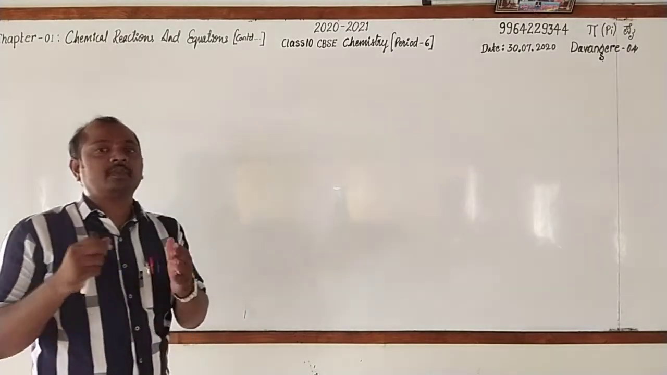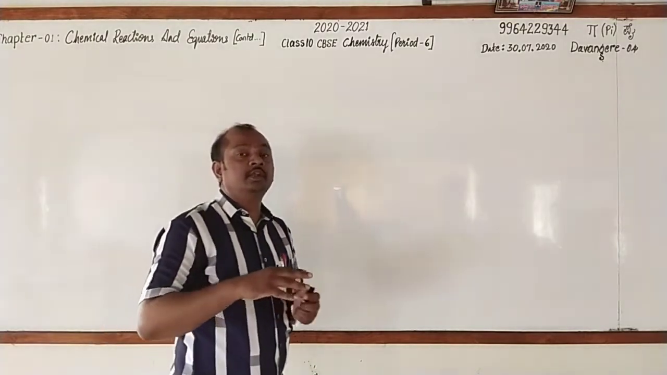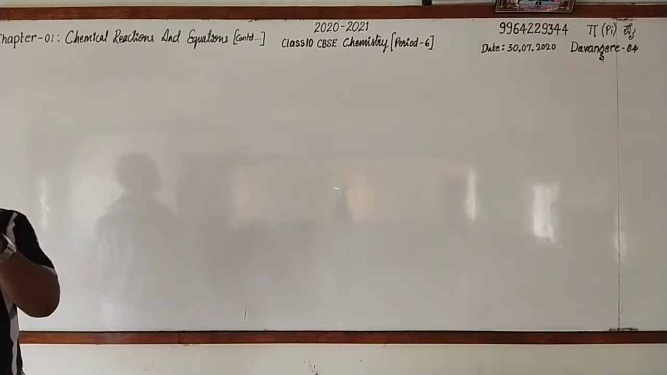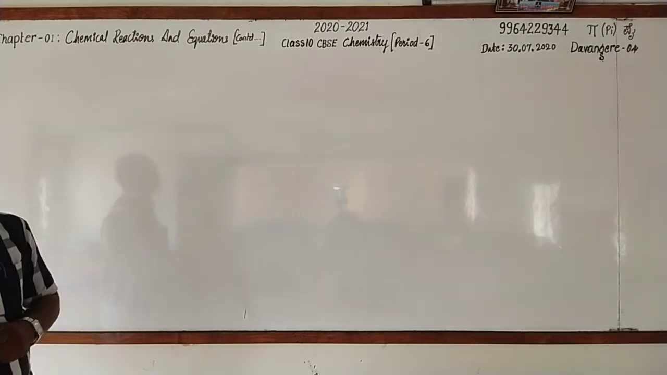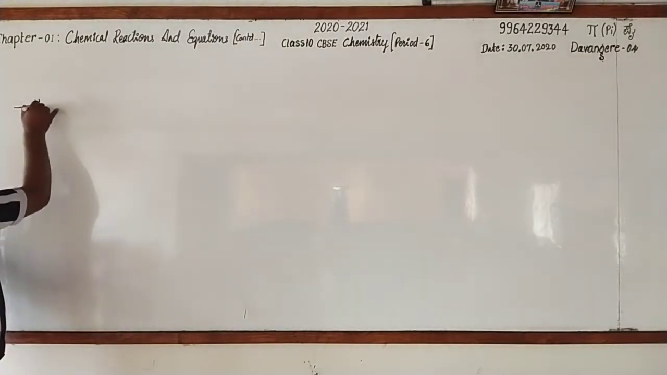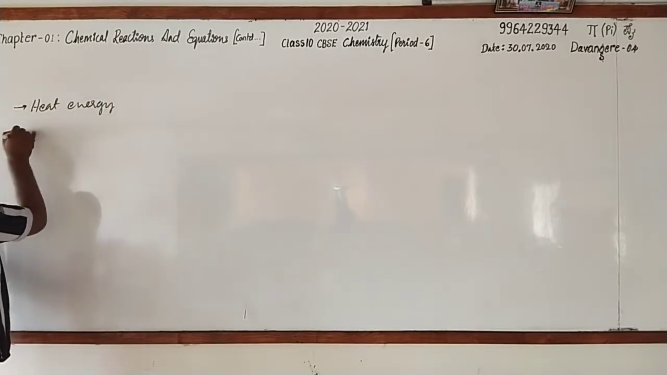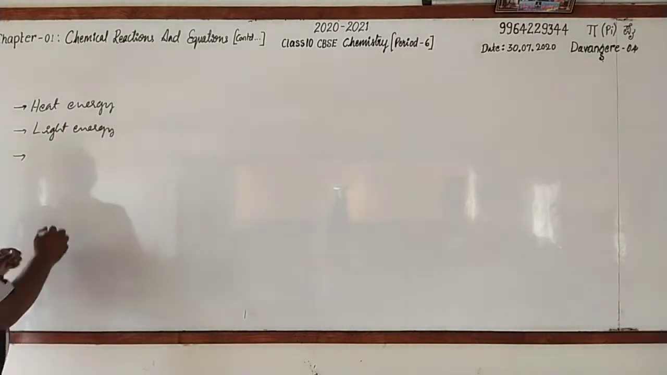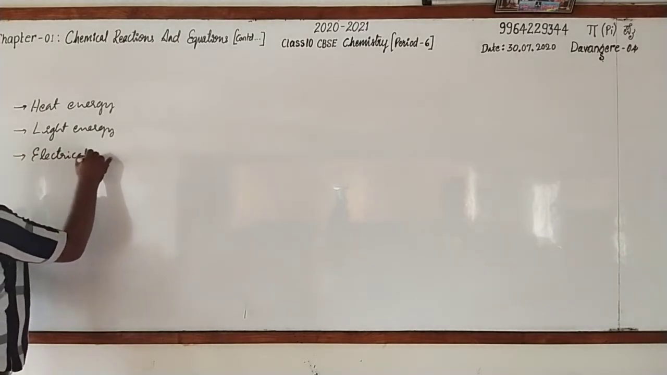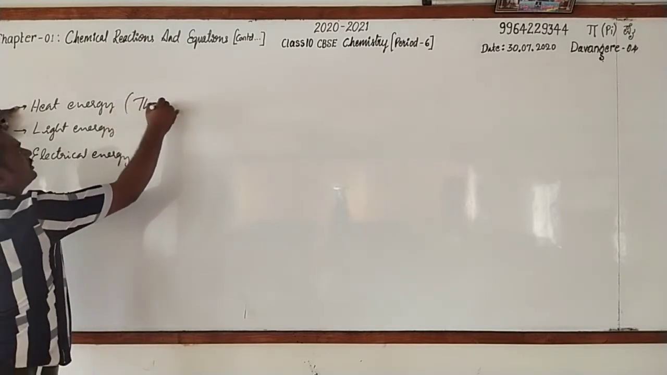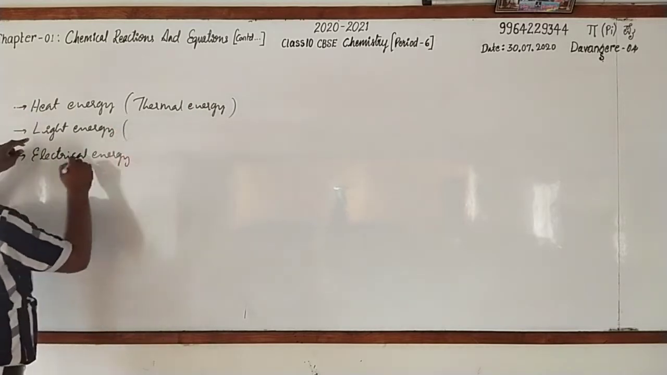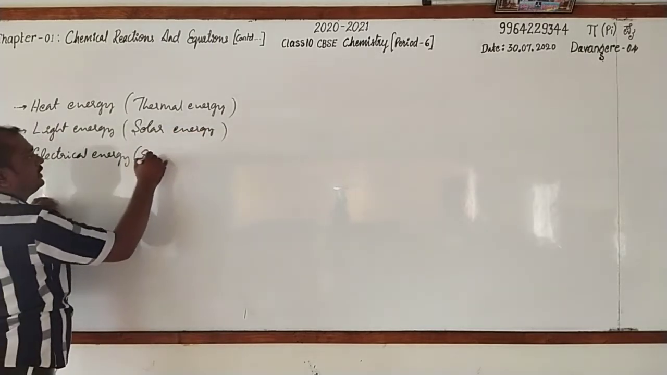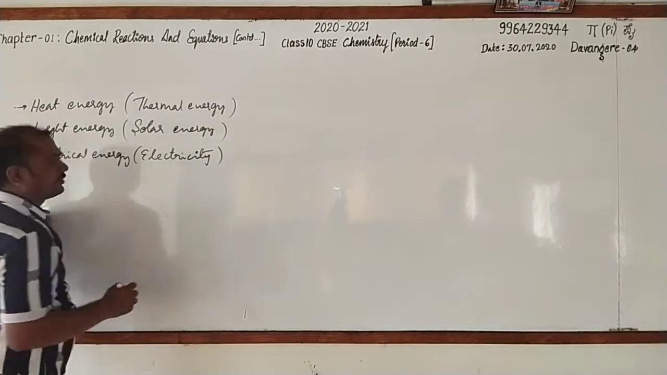You all know that decomposition reaction is carried out in the presence of different forms of energy. What are these? It can also be asked like this: what are the different forms of energy which are responsible for decomposition reaction? What do you say? One is heat energy. Second one is light energy. And third one is electrical energy. Is it not? Then heat energy is nothing but thermal energy. Next, light energy is the energy obtained from the sun, nothing but solar energy. Electrical energy is nothing but electricity, right?